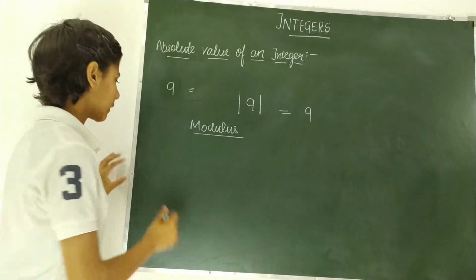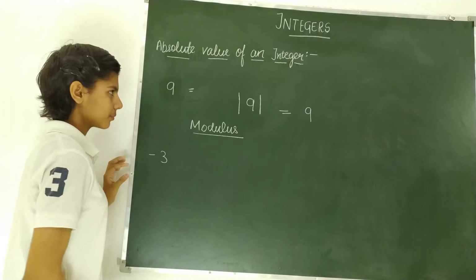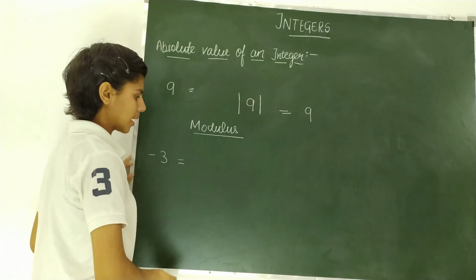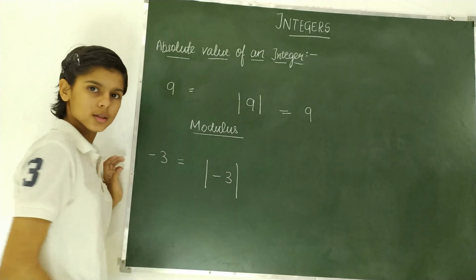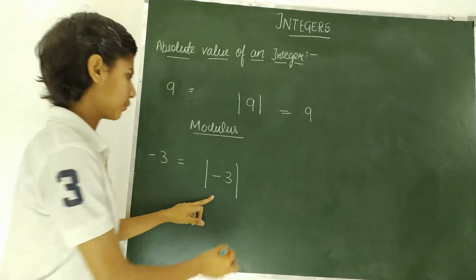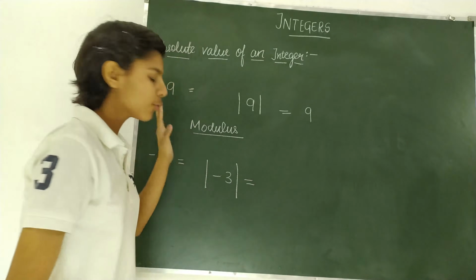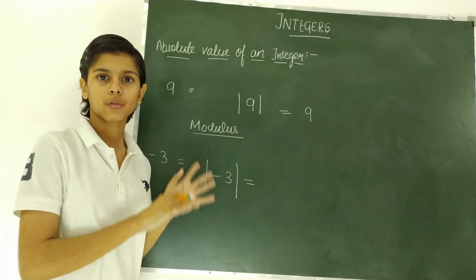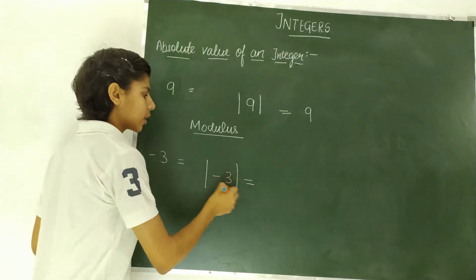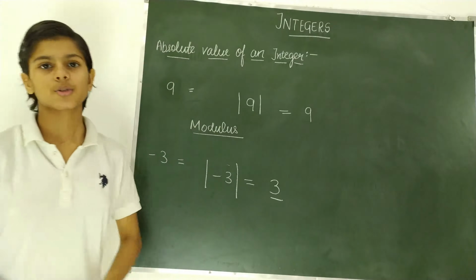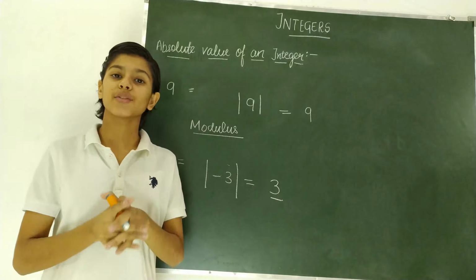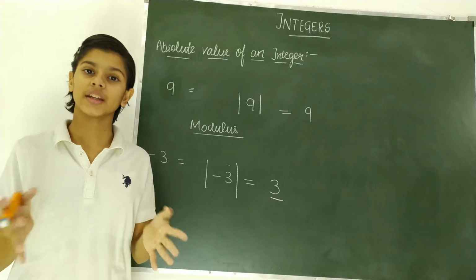For example, I am taking -3. For the absolute value of -3, I will put -3 in between the modulus. If you want the absolute value, you forget the sign, whether it is negative or positive. Just write the numerical value here. So the absolute value of -3 is 3. Like this, you can find the absolute value of any integer.